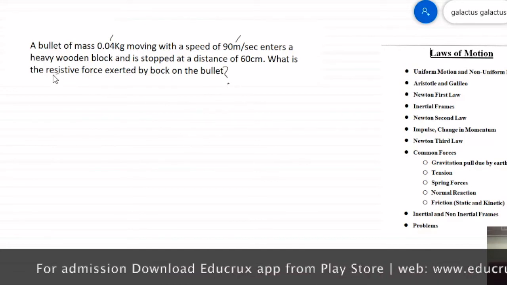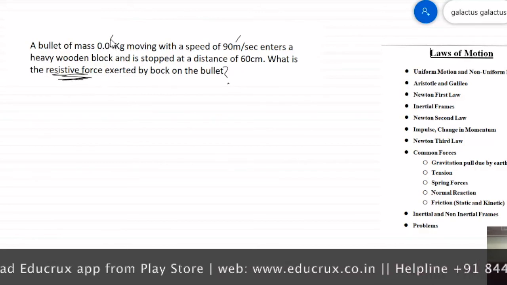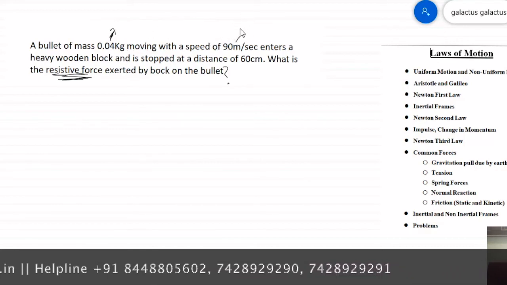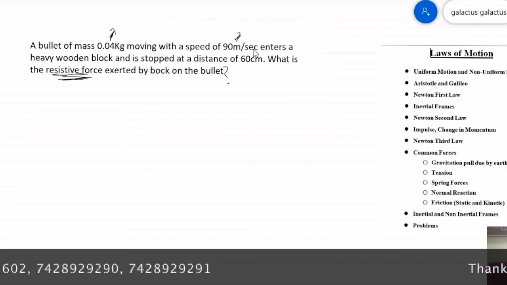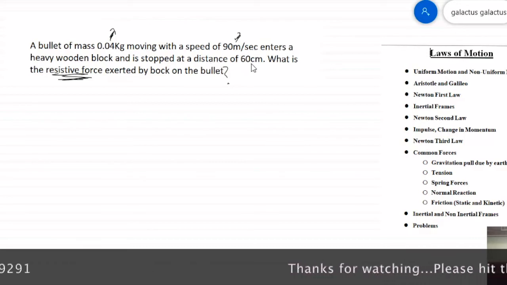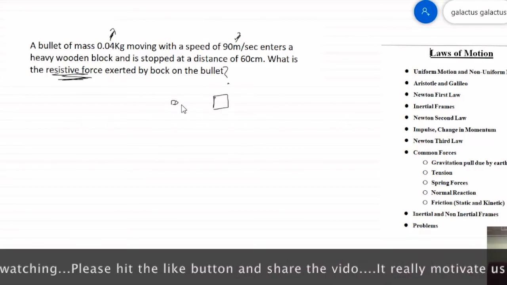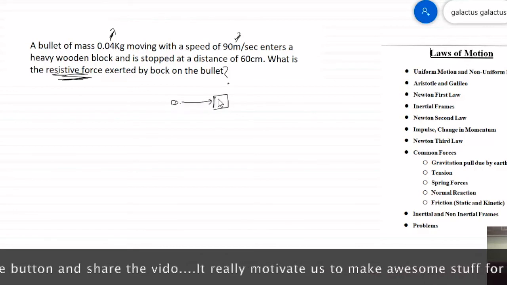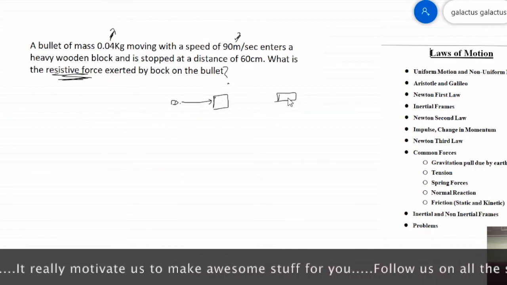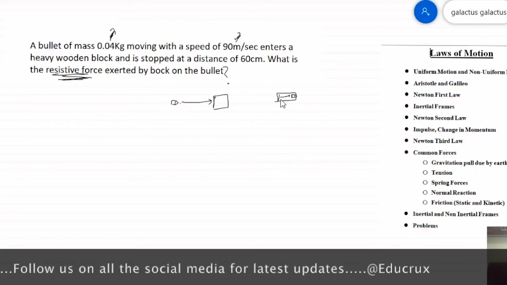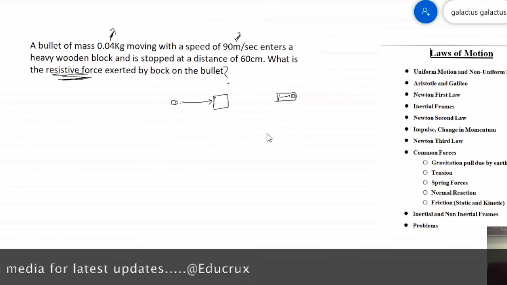Okay, so we have to calculate the resistive force, and we are given that the mass of the bullet is 0.04 kg and the speed of the bullet is 90 meter per second. When it enters the block, it stops at a distance of 60 centimeters. So if I have this block and a bullet is striking this block, after traveling 60 centimeters within the block, the bullet stops. We have to calculate what is the resistive force offered by the block which compelled the bullet to come to a state of rest.